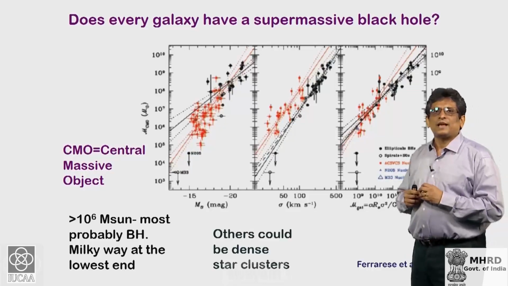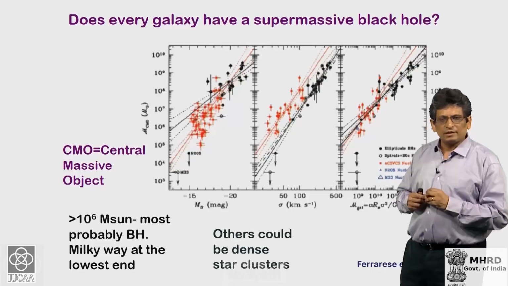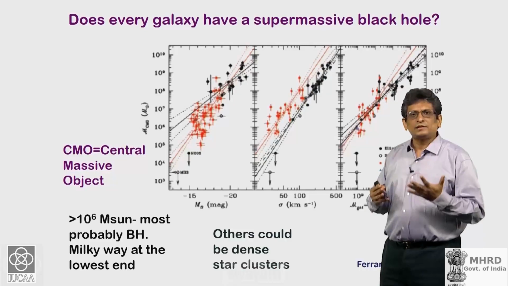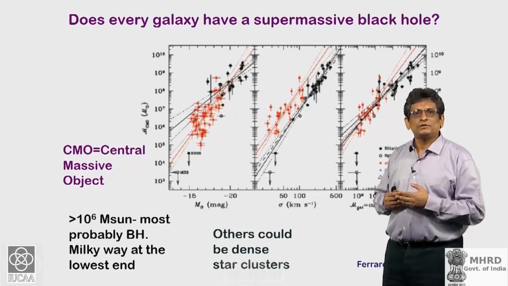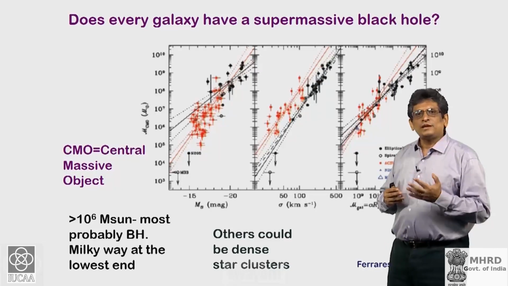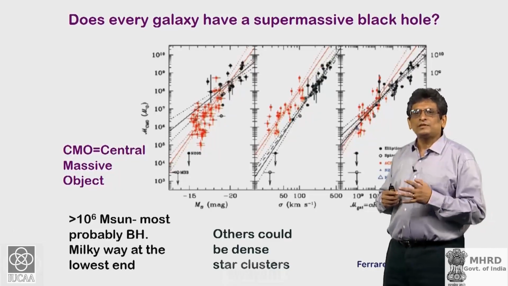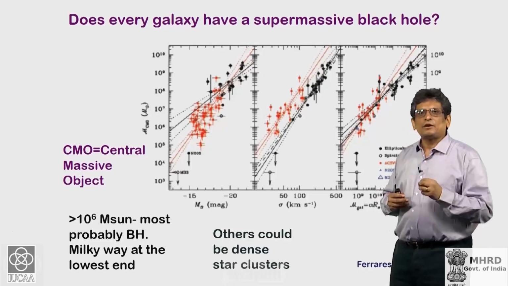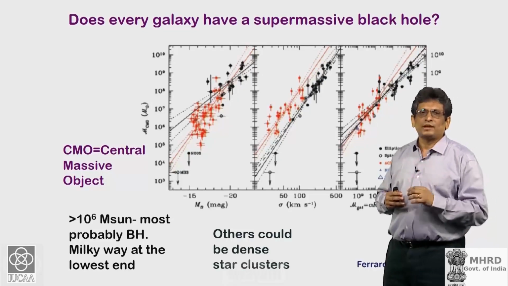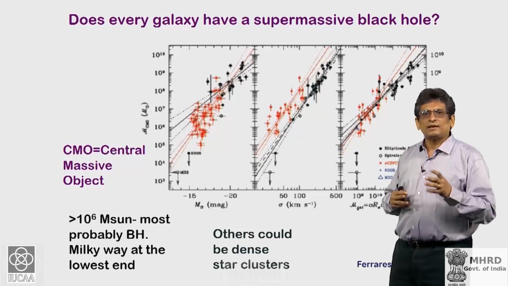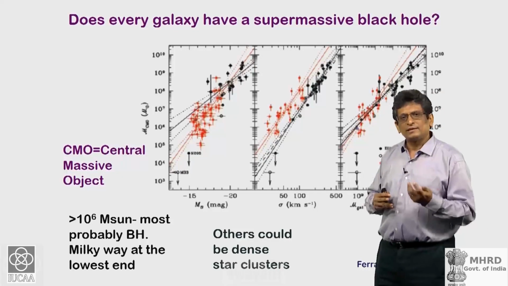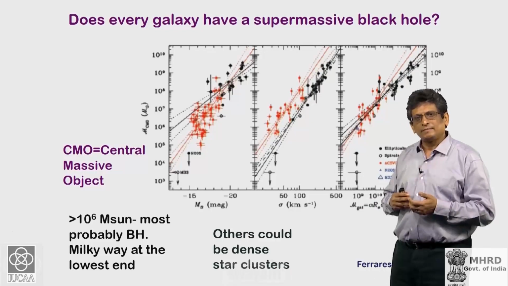Now, does every galaxy have a supermassive black hole? This is a question often asked, and this was one of the earliest questions that the Hubble Space Telescope had to address when it was launched. And one of the things that was found was that there is an evidence of a compact, massive object in the middle of almost all galaxies, unless they're a real dwarf satellite galaxy that is orbiting a major galaxy.